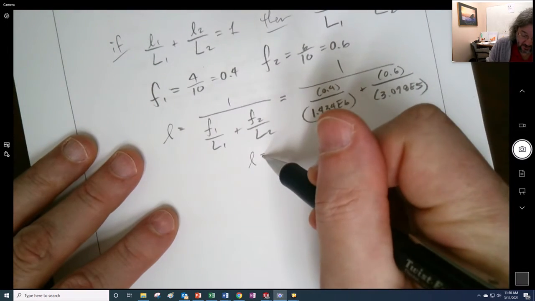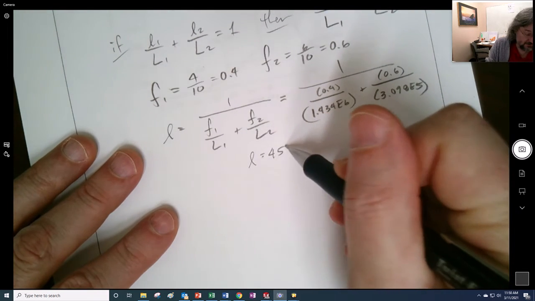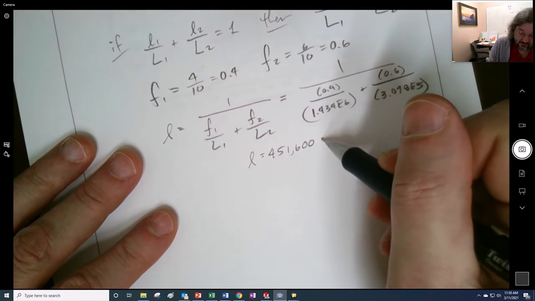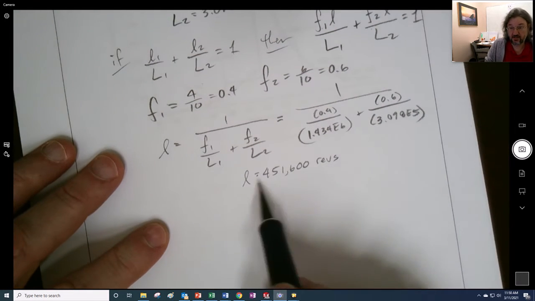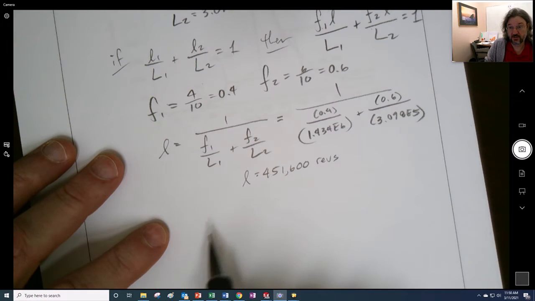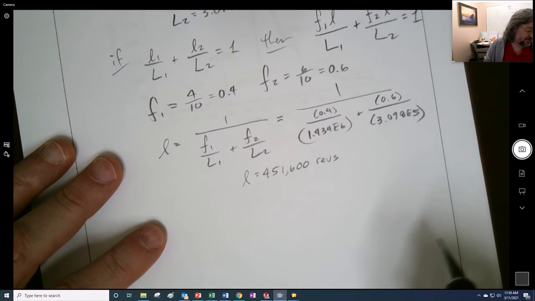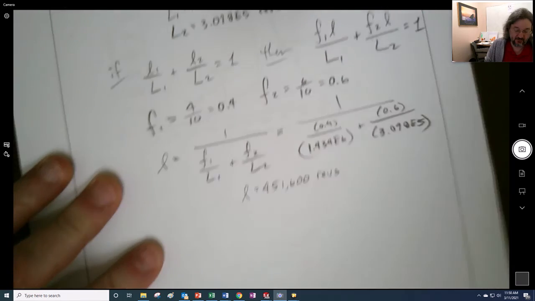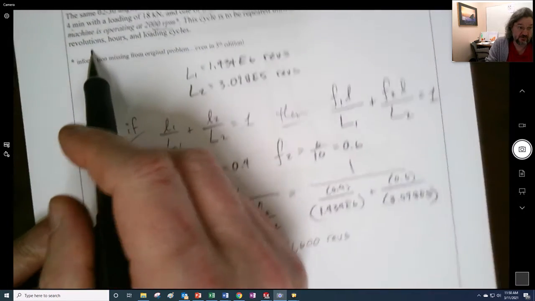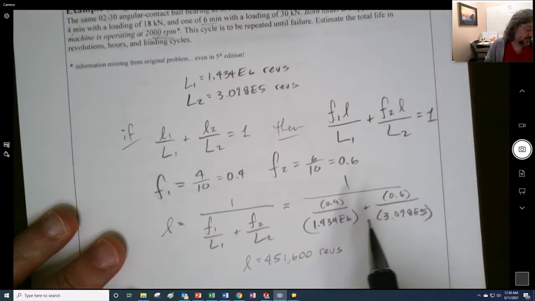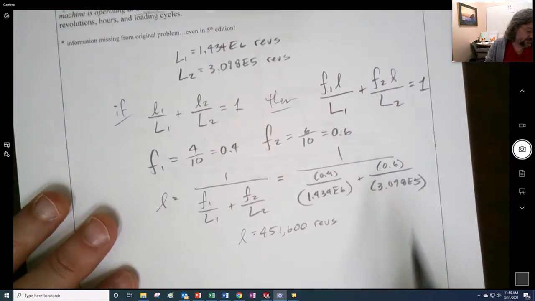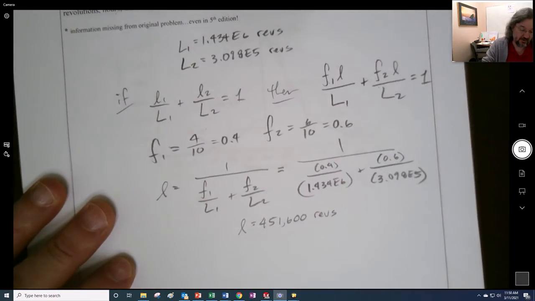So our predicted life is 451,600 revs, which seems to me to be a little bit too many sig figs, right? But we're going to use this down below. So that's the number of revolutions. They've asked for the number of revolutions, and we didn't need the RPM. But if we want the hours, now we have to do a little bit more work here.